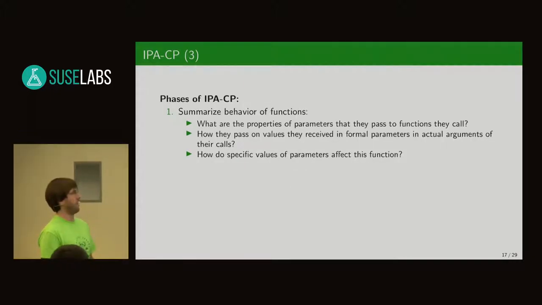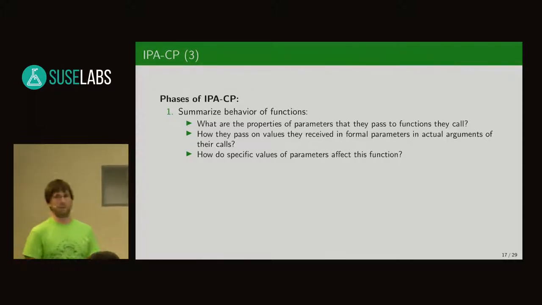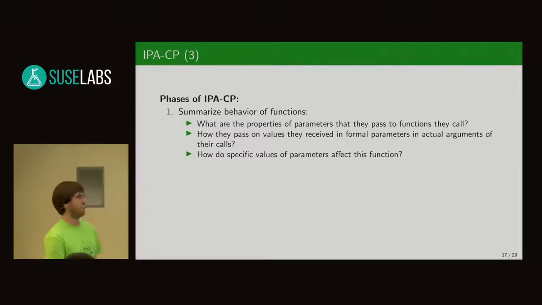In the phases of the constant propagation, we summarize behavior of various functions. We see what their properties are, how they pass values from their own parameters to the functions that they call, and also how specific values of parameters affect the function. So if we know that if a pointer is null, a big chunk of the function is not performed, then we know that when we clone it, this thing does not count. And so we have these predicates that see how various things are affected by, for example, constantness of the parameters.